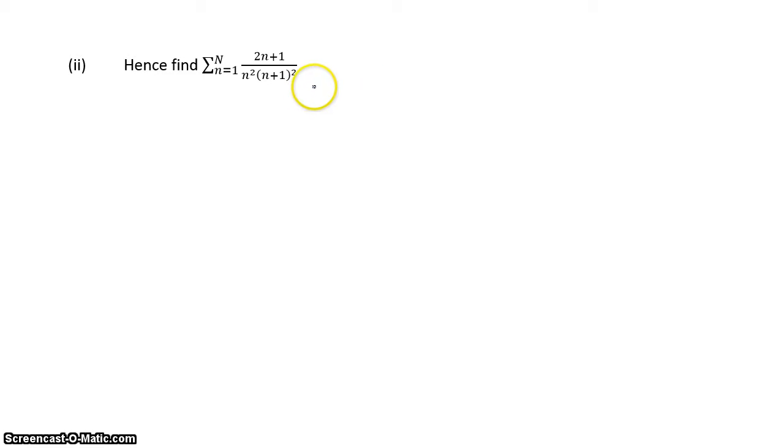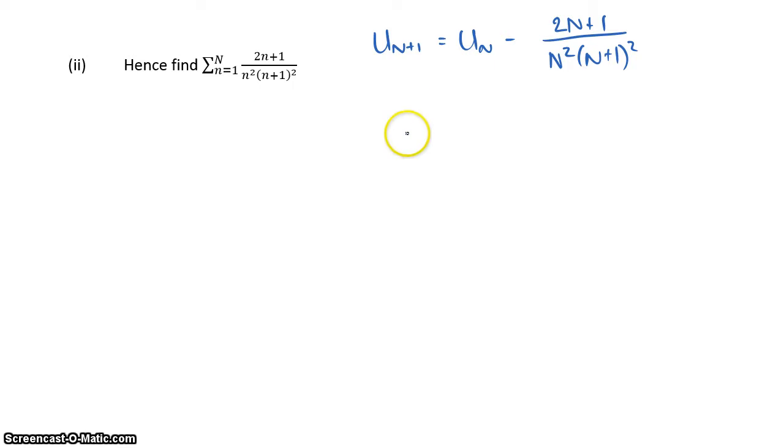Hence find this summation. So if you remember, we are told that un plus 1 is un minus (2n plus 1) over n squared (n plus 1) squared. So if I'm going to find out what this is equal to, it's going to be the sum of the difference of my recurrence relation, right? So what does that mean I'm likely to be using? I'm probably going to be using the method of differences here. So let's see what happens. I want the sum from n equals 1 to capital N of (2n plus 1) over n squared (n plus 1) squared.